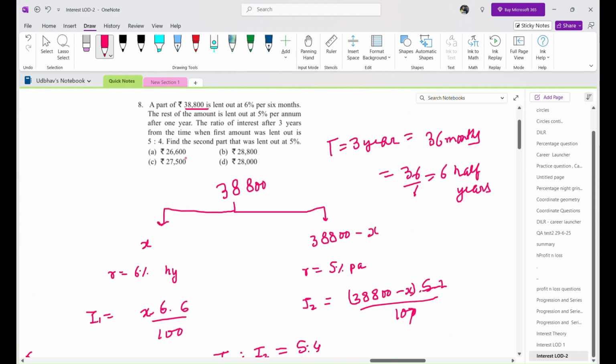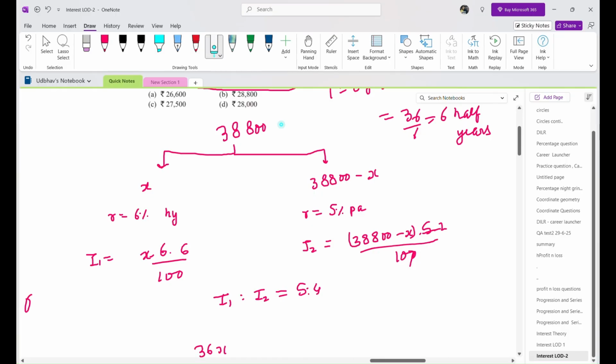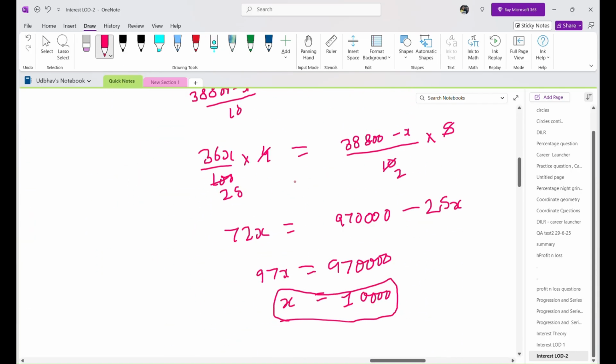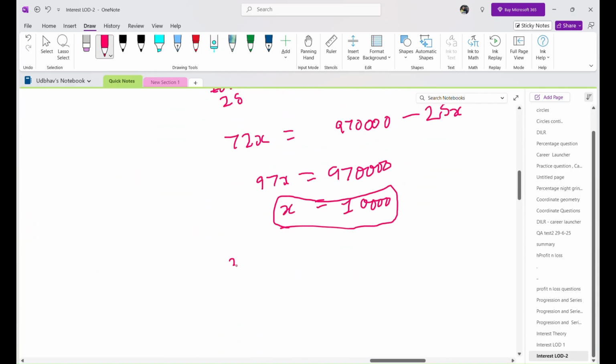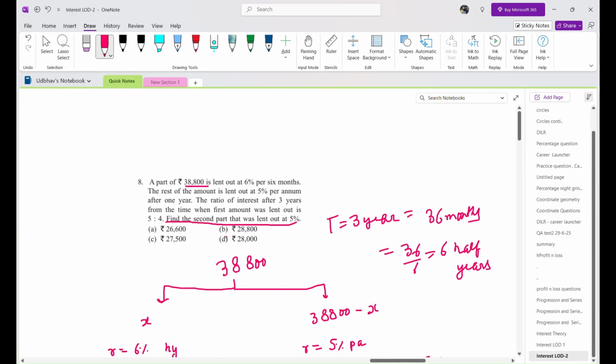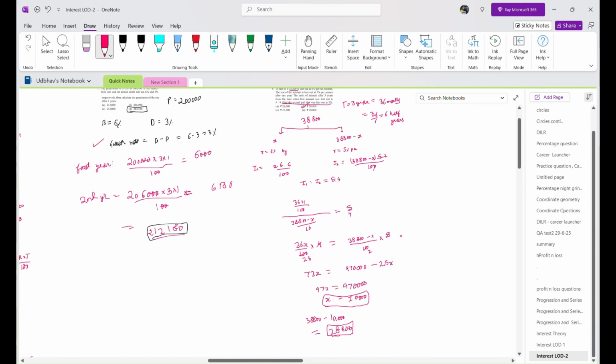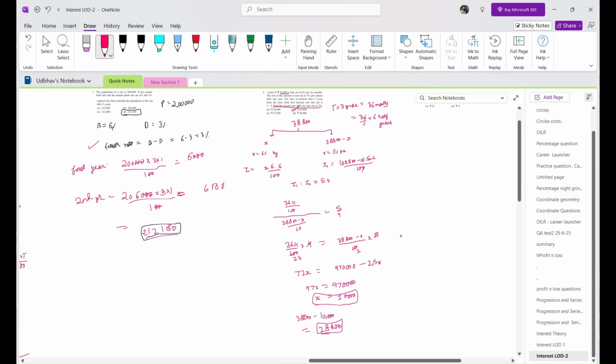And what do we have to find? Find the second part that was lent at 5%. What was the second part? The second part was 38800 minus x. So second part will be 38800 minus 10,000. That will be 28800. So our answer is option B. Next question.